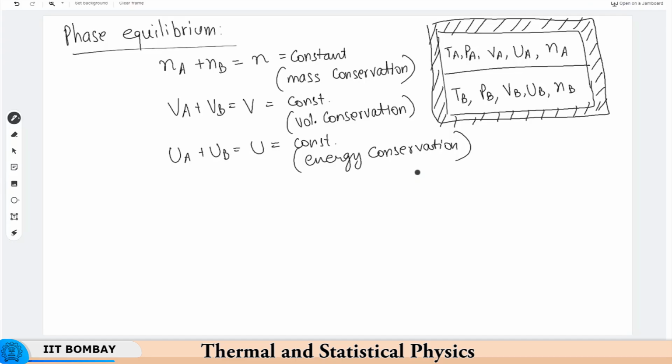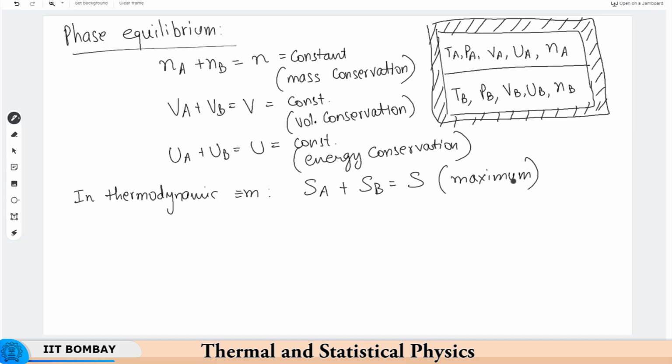Okay. And say the system is existing in thermal equilibrium at any given point. So, the condition for thermodynamic equilibrium is that the entropy of phase A plus entropy of phase B, which is S, has to be maximum. That is what we saw from the second law, that in equilibrium the entropy of the system has to be maximum.